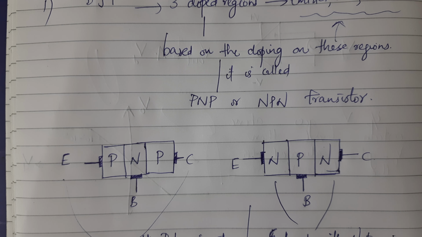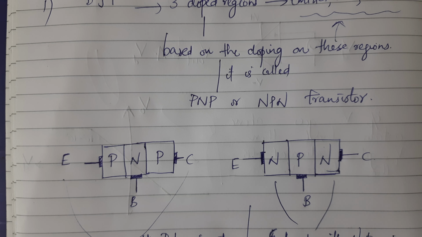Generally, in a BJT the emitter side will be heavily doped, and the function of the emitter is to supply electrons. That is why it is heavily doped, so it has a lot of electrons to supply. The base will usually be lightly doped, and the collector will be moderately doped, and the base will be a very narrow region.